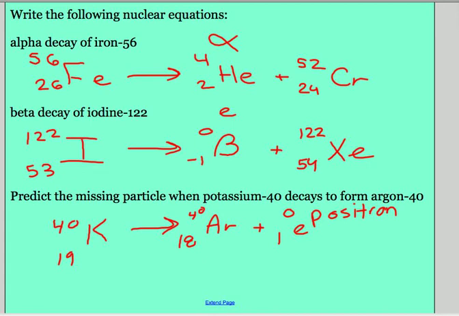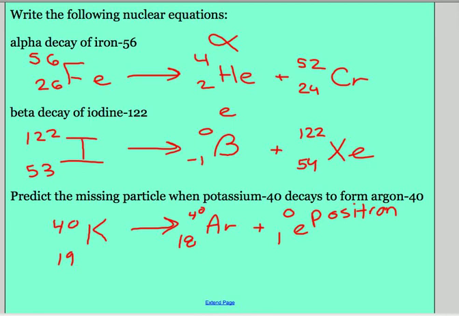Third one is just writing actual equations. The very bottom one here is hard because they're asking you to predict the missing particle, and there is a positron, and if you read your book, you know what a positron is. A positron is a particle that looks like an electron, except it's positive instead of negative, so that's kind of an unusual one, but again, it's not something impossible.